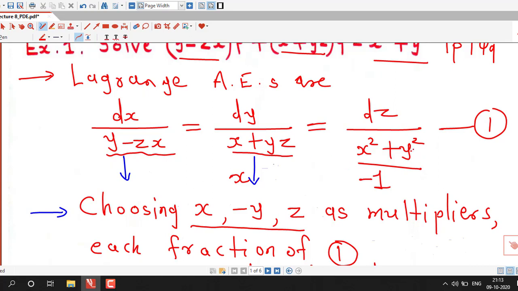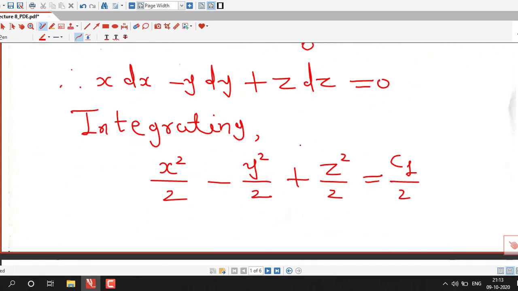And to cancel out this minus y square, I must have y square. So I multiply the first fraction by y. So here I will have y square, that will cancel out this minus y square. And this is going to be minus xyz, and here we will obtain xyz. So this suggests that we select these multipliers y, x, minus 1. So this is another set of multipliers.